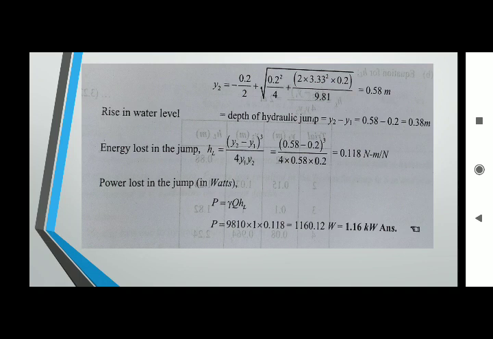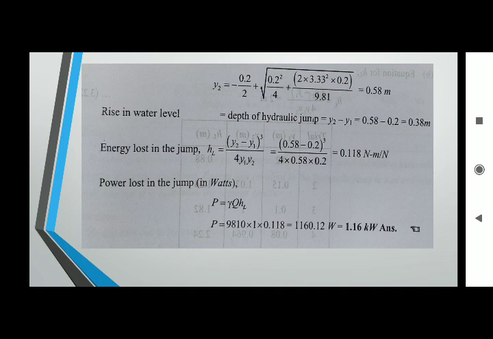Then I find the head loss in the jump. Head loss in the jump is nothing but y2 minus y1 the whole cube divided by 4 into y1 into y2. If I substitute that, I will get 0.118 meter. Here if power loss is asked, then power is nothing but unit weight of water times discharge times head loss. This formula is used in pumps and turbines. If I substitute those values, I get total power equal to 1.16 kilowatt.